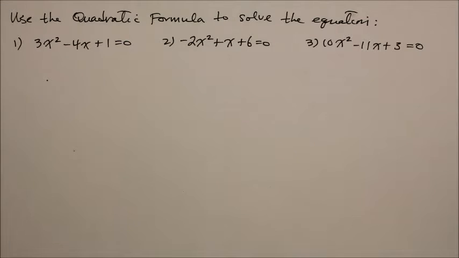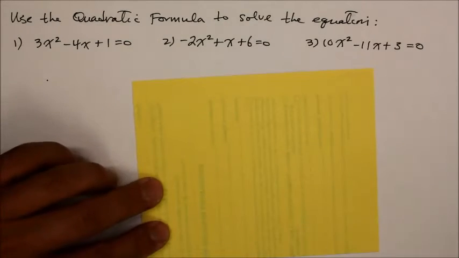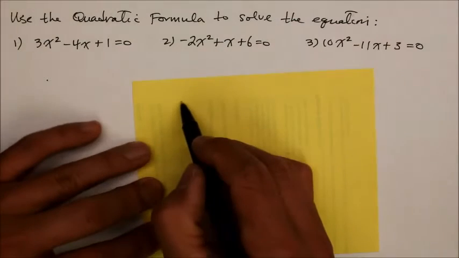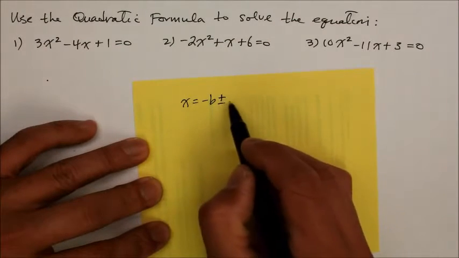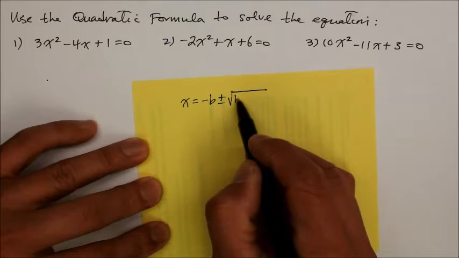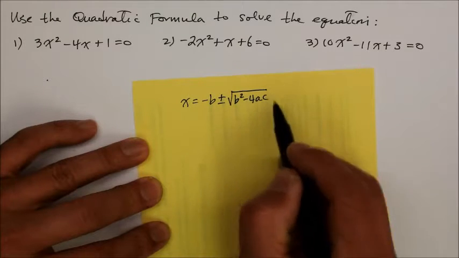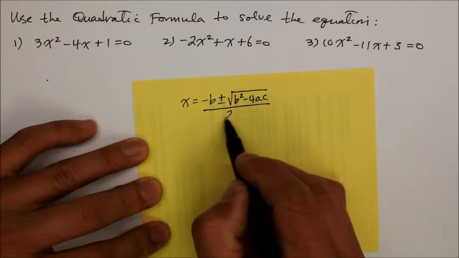Hi! This instructional video is about solving quadratic equations. There are a number of ways to solve. In this segment, we're going to talk about using the quadratic formula. Many of you have seen this before. x is equal to negative b plus or minus the square root of b squared minus 4ac, all over 2a.